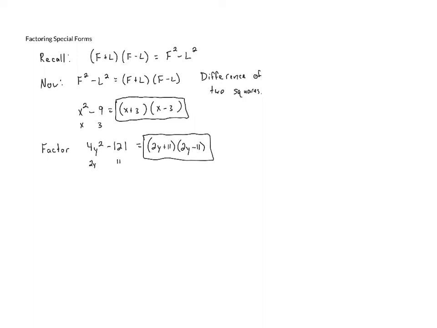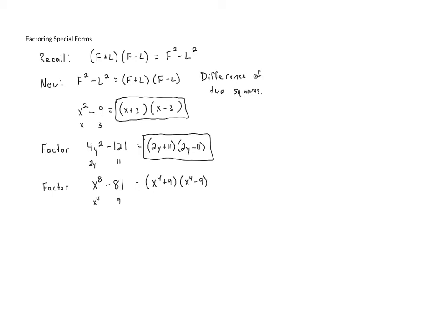We're going to do one more of these, and then we're going to move on to the other two types of special forms. This time, let's factor x to the 8th power minus 81. All right. X to the 8th is a perfect square. It is x to the 4th squared. And 81 is a perfect square. It's 9 squared. So using the difference of squares, we end up with x to the 4th plus 9 times x to the 4th minus 9.